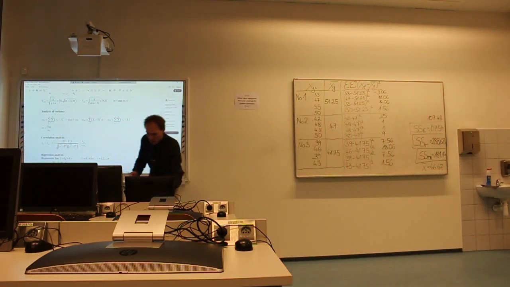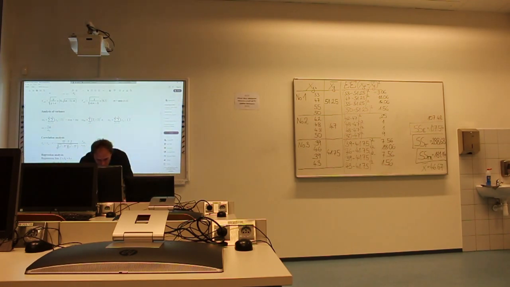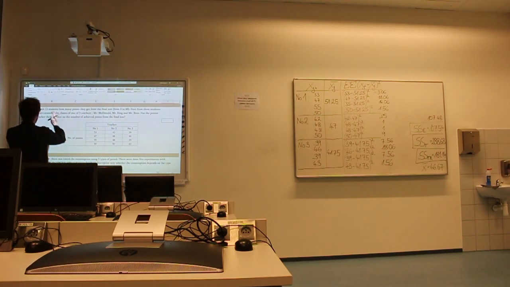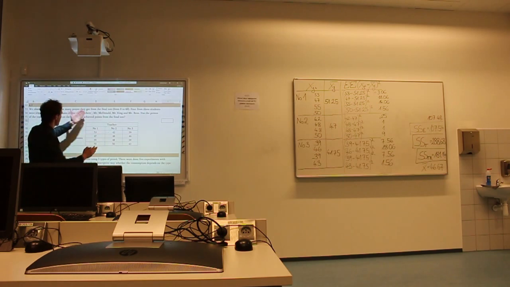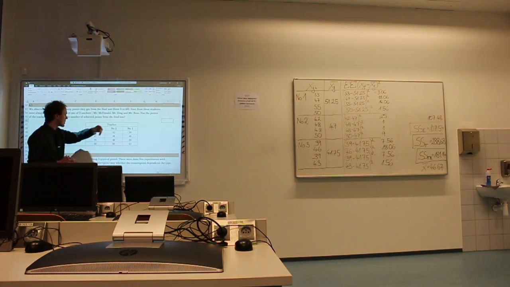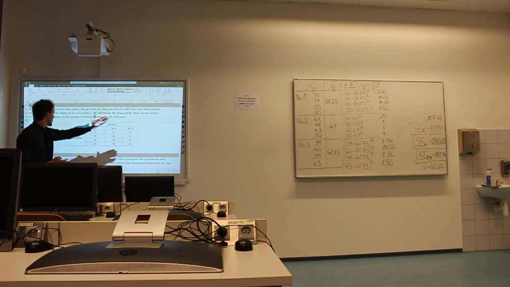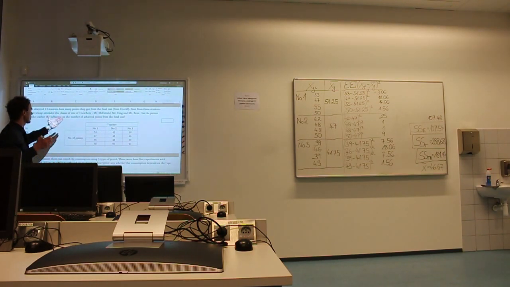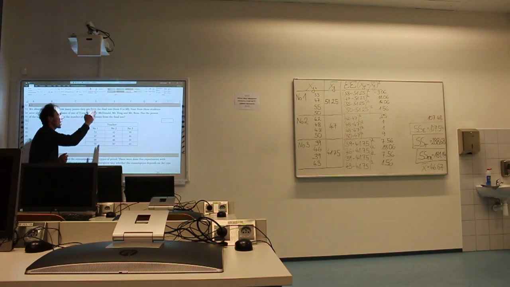Okay, so I will return to this example. So we observed 12 students. How many points they got from the final test? 4 from these students always attended the classes of one of 3 teachers, Mr. McDonald, King, and Benz. And there is a question: is the person of the teacher influence on the number of achieved points from the final test?